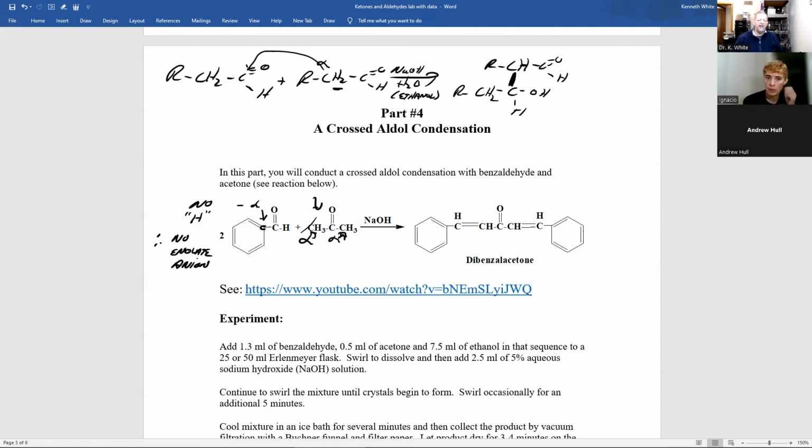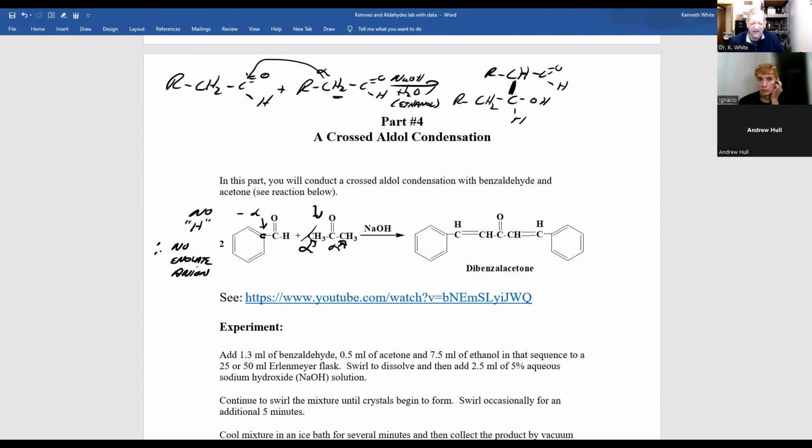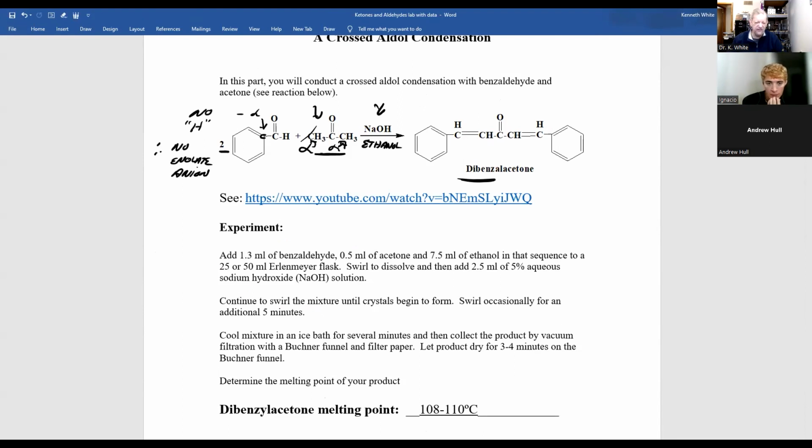Now, in the crossed aldol, you're reacting two aldehydes with this ketone with base. I don't have it here, but it's ethanol. And you make this really wild molecule. Now, you know I'm an organic chemist. How does this happen? Well, let's first go through the procedure.